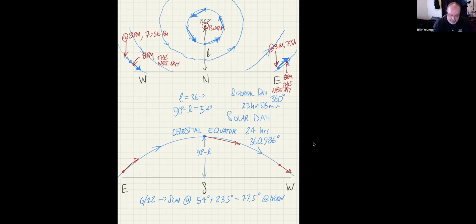Similarly, if you had a solar eclipse on that day, the sun would be at a height of 77.5 degrees. Excuse me, the sun and the moon would be at a height of 77.5 degrees. So that's another thing that can help you. So here we've got our sun.